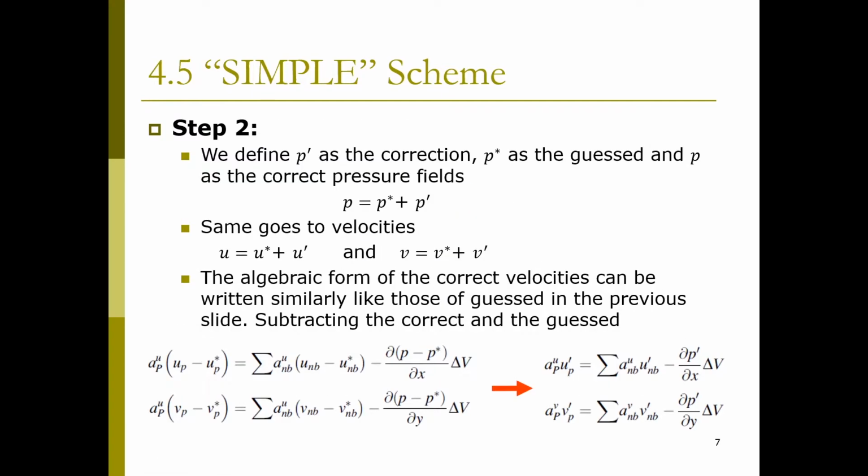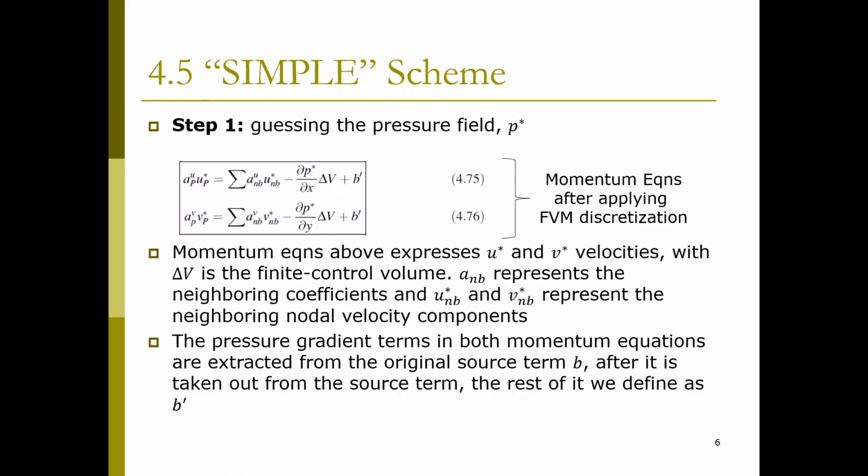So step 2, we solve the pressure correction equations. Here we define P prime as the correction, P star as the guess, and P as the correct pressure field, where P is equal to the guess plus the correction. The same goes for the velocities U and V. So the correct U and correct V are the summations of the guess and the correction value. The algebraic form of the correct value can be written similarly to those of the guess in the previous slide, but we just remove all the stars here.